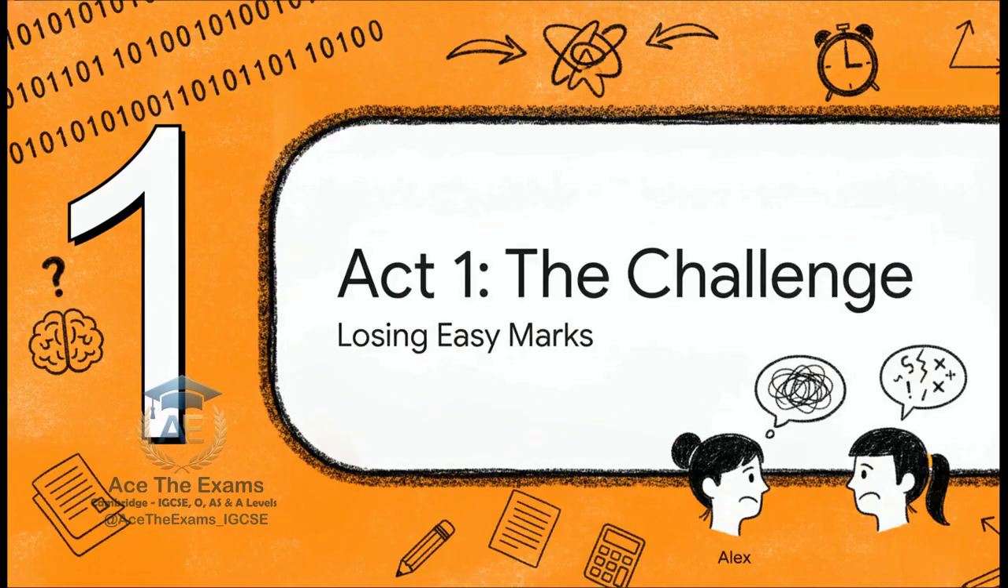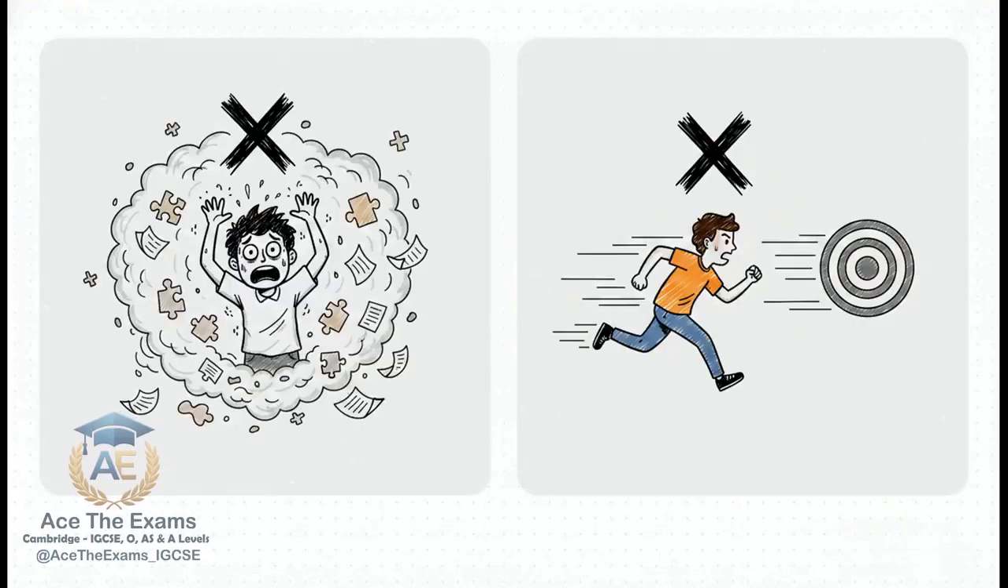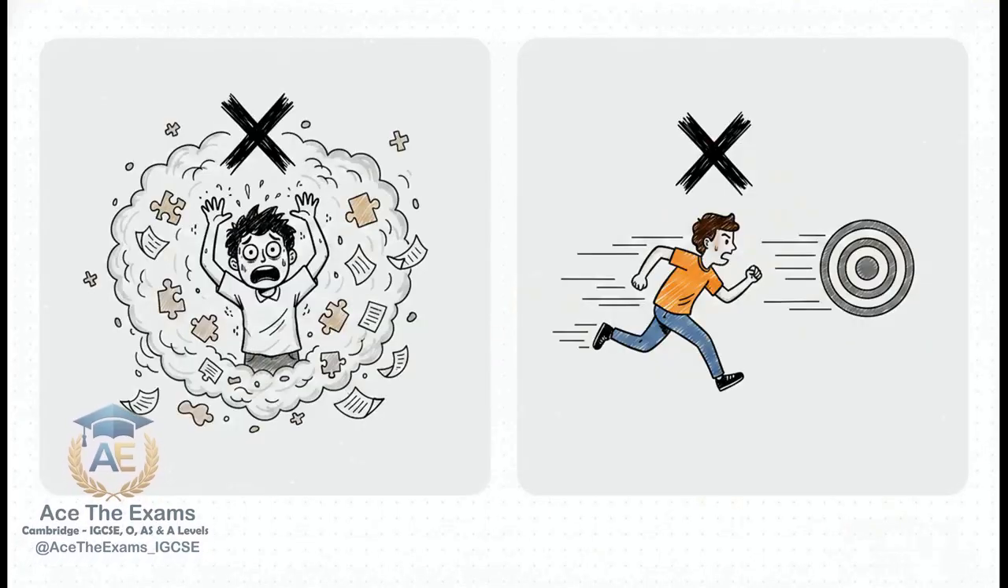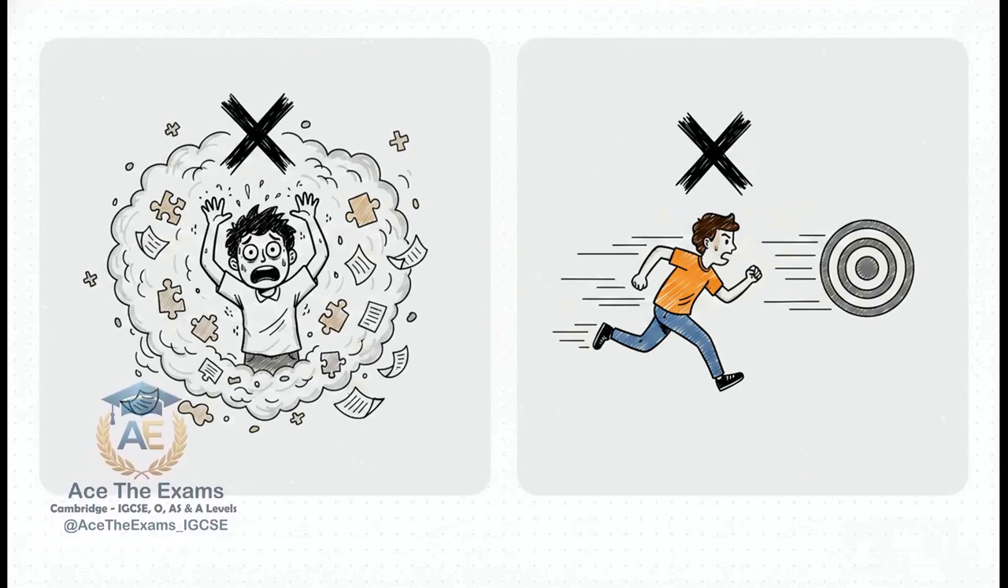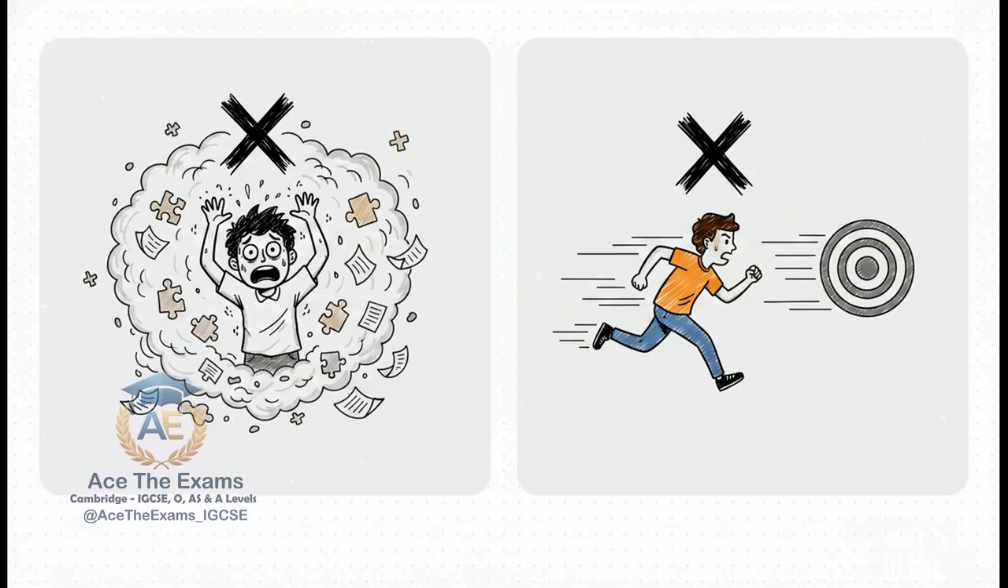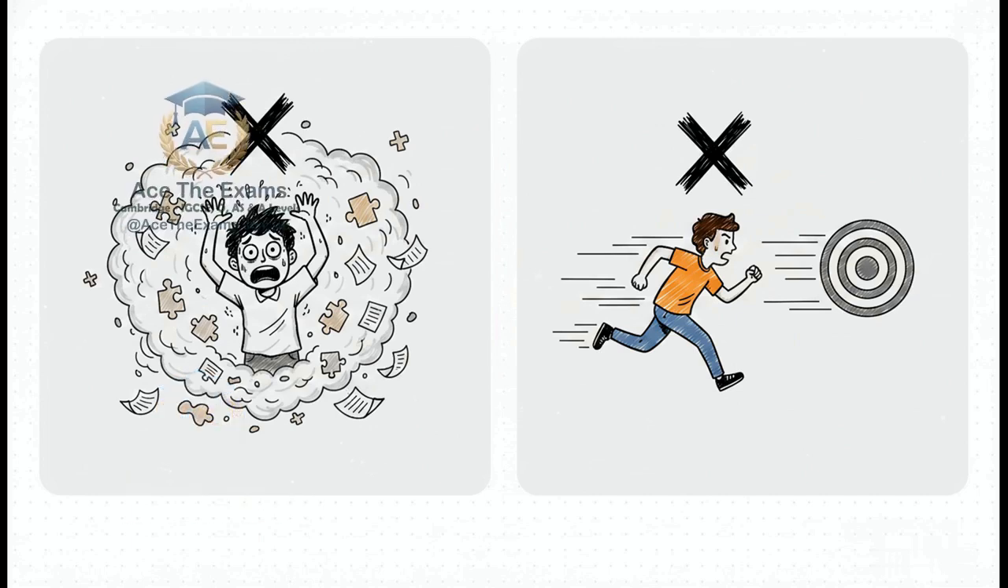Act 1, the challenge. Let's really look closely at why smart students are consistently losing these easy marks. Okay, I want you to picture this scenario. It's exam day. You turn the page, and boom, there it is, a terrifying, complex question on indexed addressing. You're given a base address in binary, you have an index register value in hexadecimal, and there's a highly specific memory constraint. Now, let's look at 2 hypothetical students, Alex and Sam.